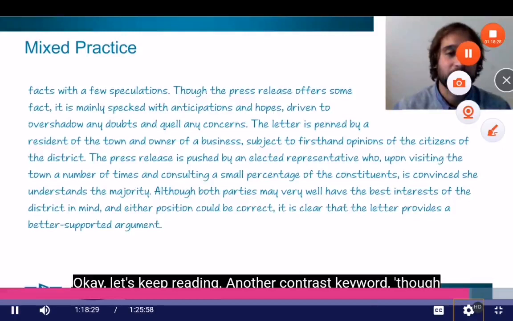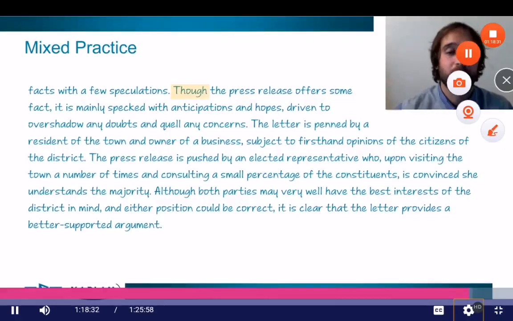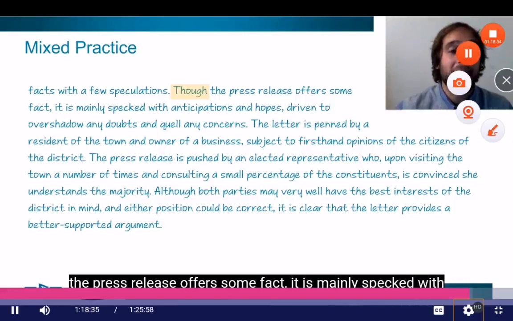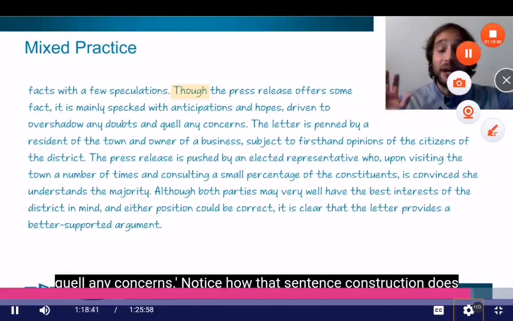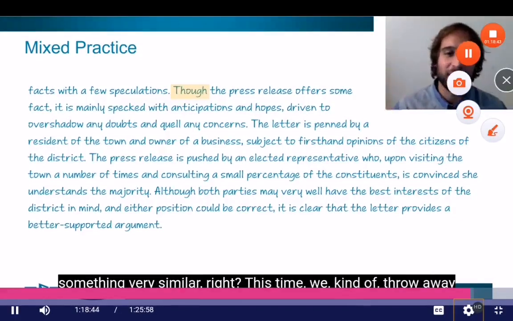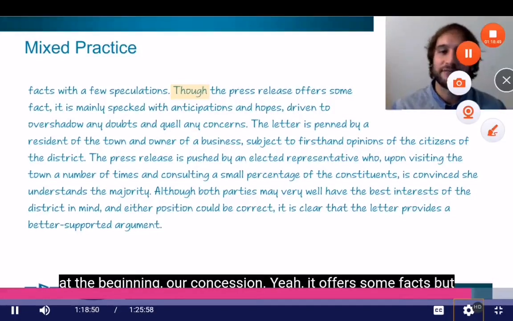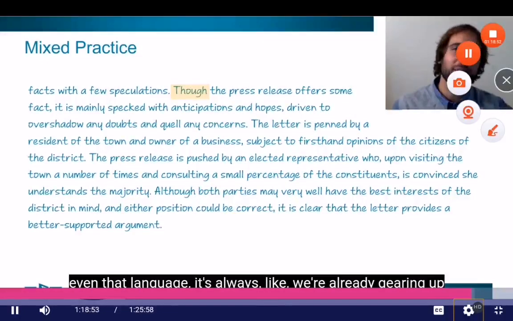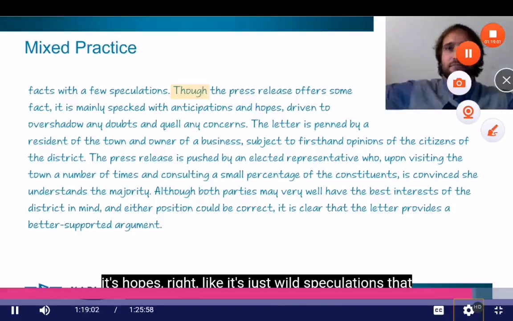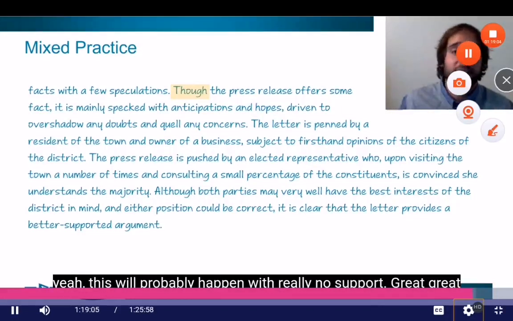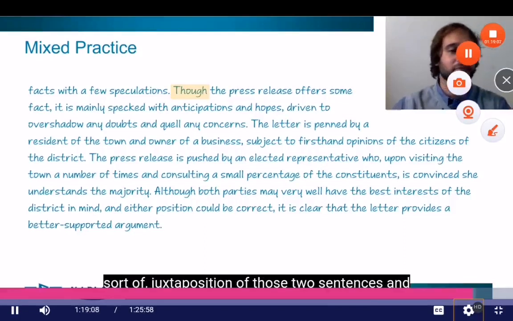Okay, let's keep reading. Another contrast keyword. Though the press release offers some fact, it is mainly specced with anticipations and hopes, driven to overshadow any doubts and quell any concerns. Notice how that sentence construction does something very similar, right? This time, we kind of throw away at the beginning our concession. Yeah, it offers some facts. But even in that language, it's like we're already gearing up to knock it down. Yeah, it's some facts, but it's anticipations, it's hopes, right? Like it's just wild speculations that, yeah, this will probably happen with really no support. Great juxtaposition of those two sentences and how they operate.